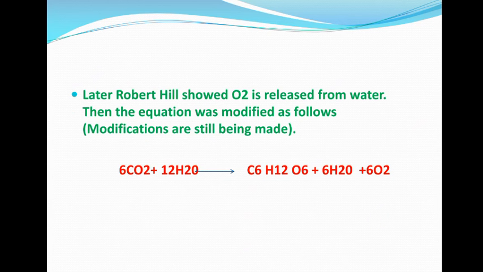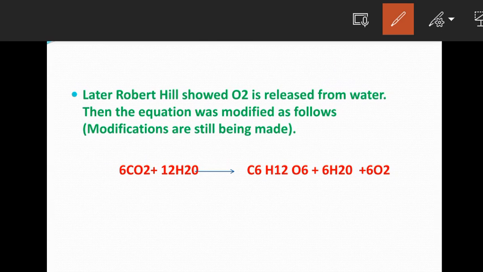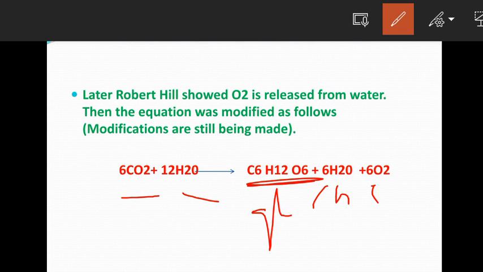Coming to the actual reaction, Robert Hill showed that oxygen is released from water. Then the equation was modified as follows. This is the reaction used: 6CO2 plus 12H2O gives rise to one glucose molecule, 6 H2O molecules and 6 oxygen molecules, which are liberated in the process of photosynthesis. This was given by Robert Hill.